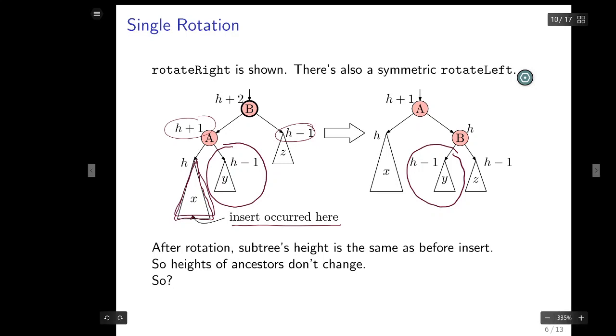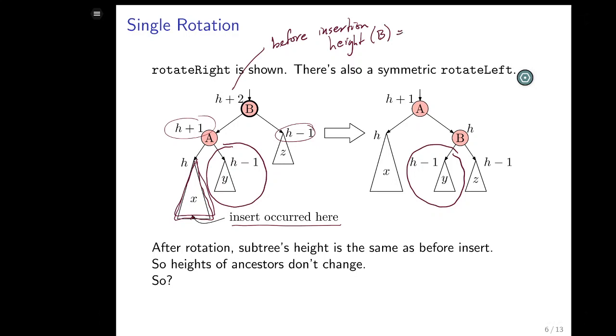So prior to this insertion, we know what the height of B was. Before the insertion, what was the height of B? Height of B is equal to H plus 1. And we know the height of this node here was H minus 1 before the insertion. Is it becoming less mysterious, all these H's? I just chose H as a variable to illustrate the difference between the heights of the different subtrees shown here. Is it a little less mysterious? Okay.